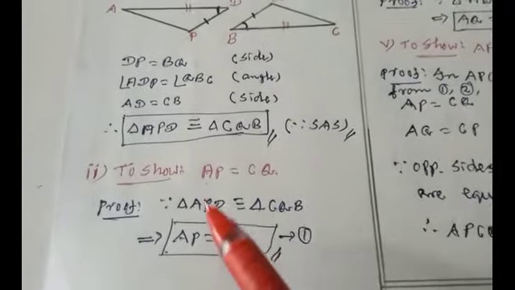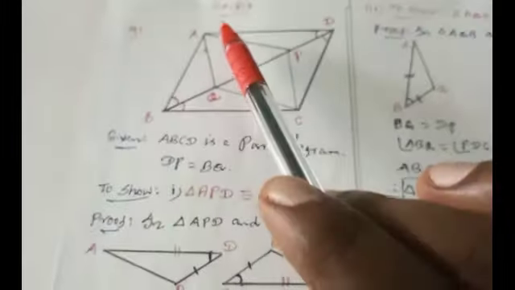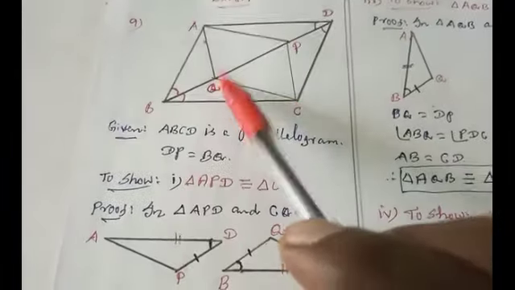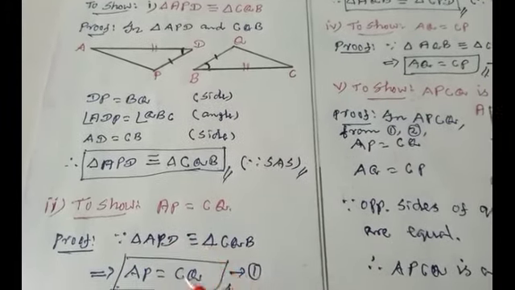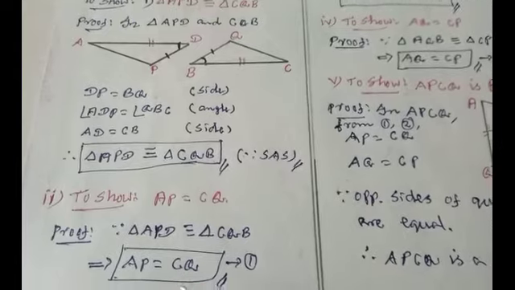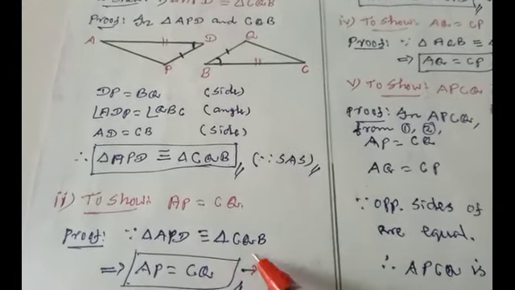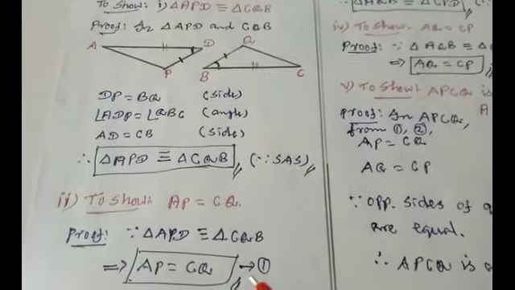Now, for the second subdivision, we have to show that AP is equal to CQ. Since we have already proved triangle APD is congruent to triangle CQB, this proves AP is equal to CQ using the first subdivision. Make it as equation number 1.